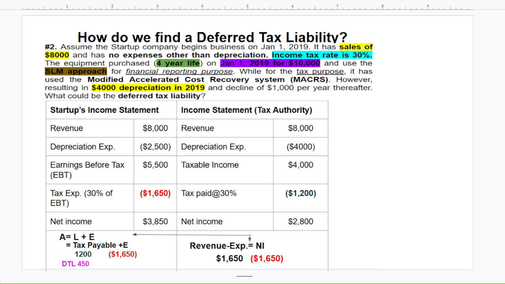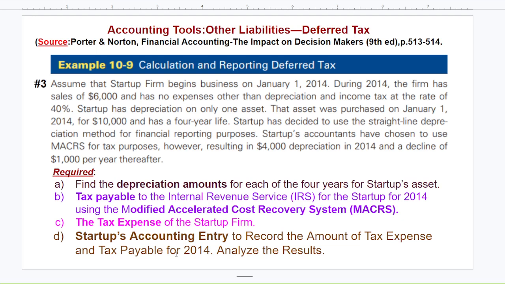So this way we could clarify the concept of deferred tax. I would suggest to all of you, you could take the reference of this book too. That is a wonderful book, the Porter Norton Financial Accounting, the Impact on the Decision Makers, 9th edition, page number 513 to 514. So again, as I discussed earlier, it is a similar question you will find.